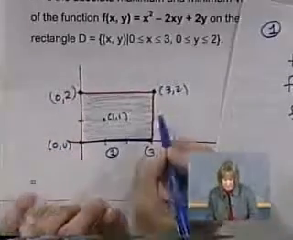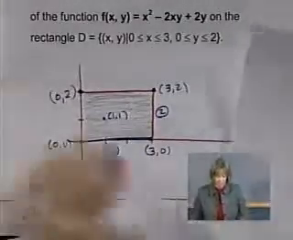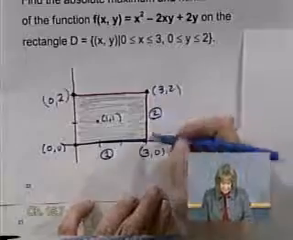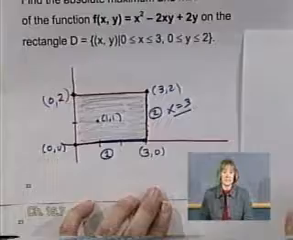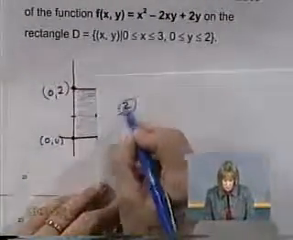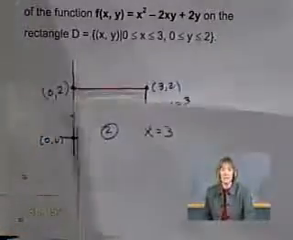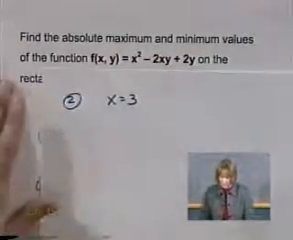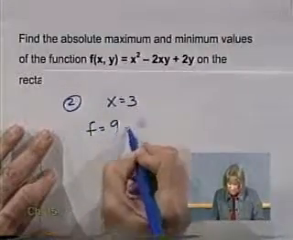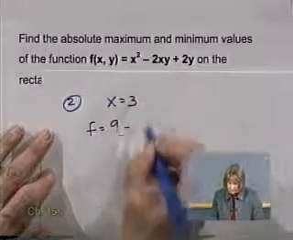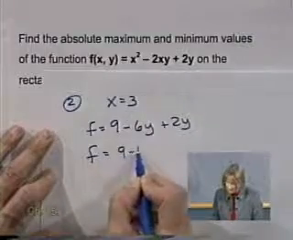Now let's check border 2. What can you tell me about border 2? Well, on that side, x is always equal to 3, right? Every point along that side has x equal to 3. So for border 2, we're going to plug a 3 in for x. So we're going to get f is equal to 3 squared is 9 minus 2 times 3 is 6y plus 2y, or f is 9 minus 4y.